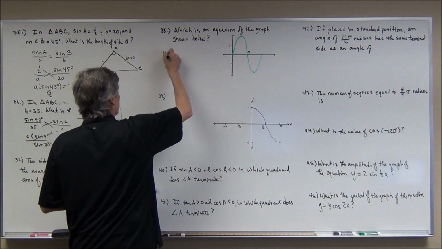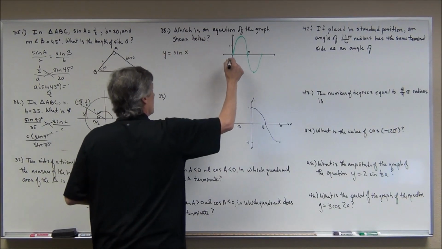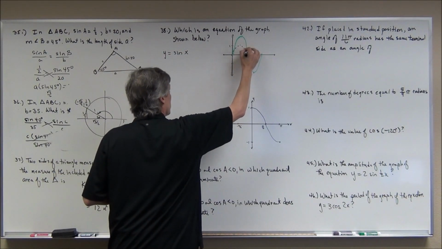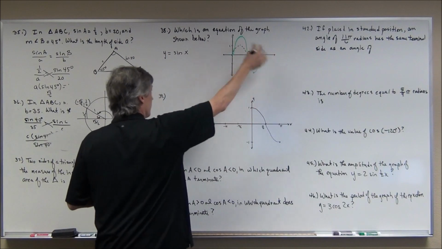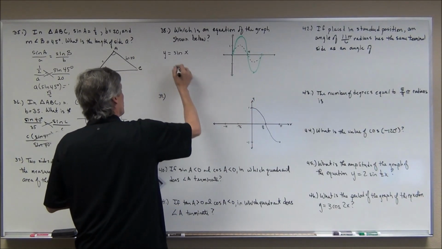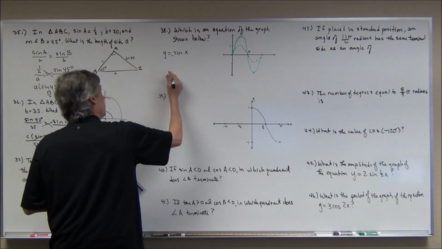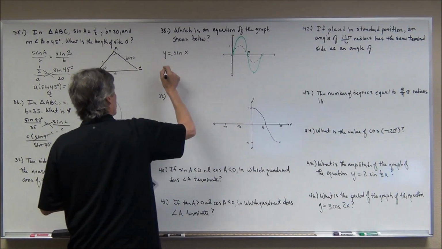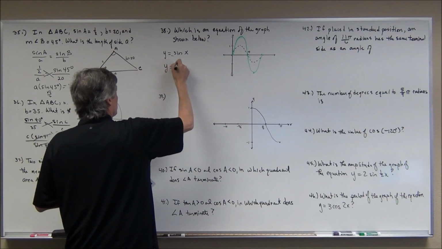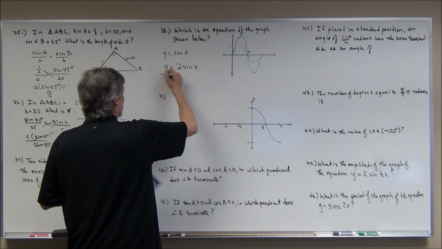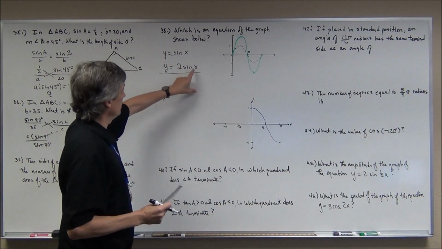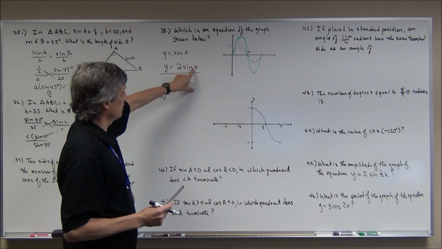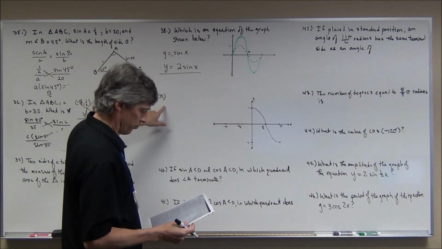Now, the parent graph of y equals the sine of x would go more like this. Everything's the same except that this has been vertically stretched, and we get that by multiplying the sine of x by the appropriate constant, which in this case is 2. We want to double the amplitude. So this is 2 sine of x. And there you go. Now remember, if the 2 is in here, that doesn't affect the amplitude, that affects the period, which I think gets us to problem number 39.